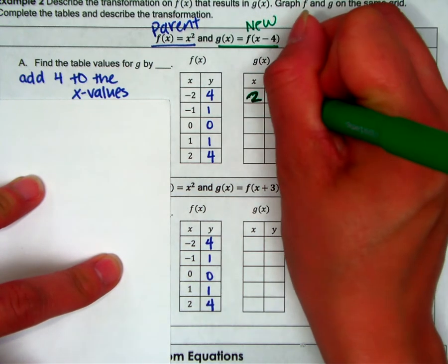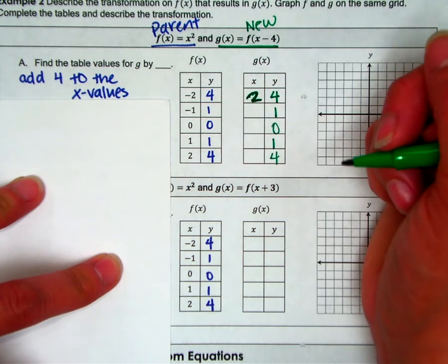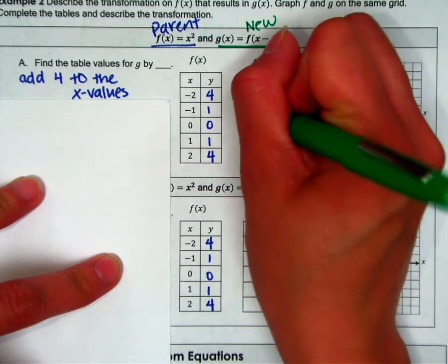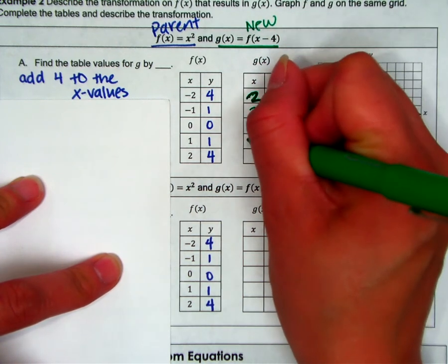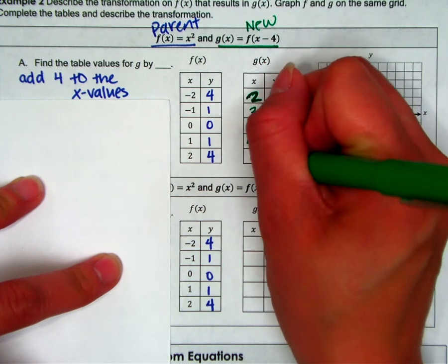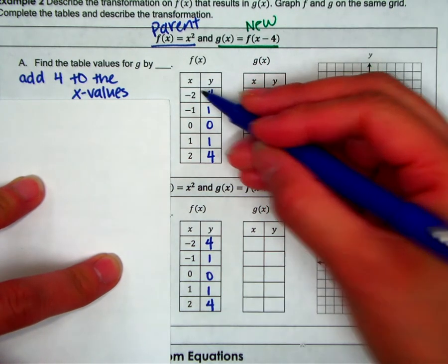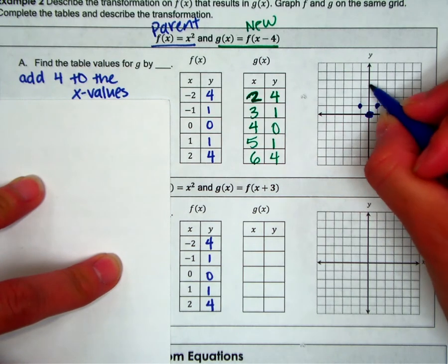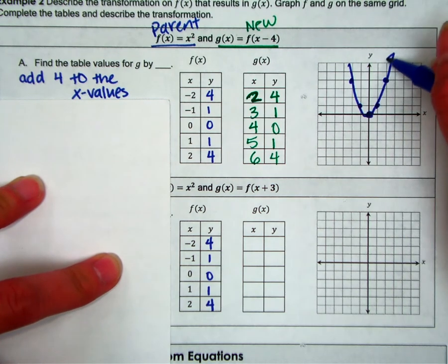It's my y values that are staying exactly the same here. So you can repeat the y values. Your x values are changing. Negative 1 plus 4 is positive 3. 0 plus 4 is 4. 1 plus 4 is 5. And 2 plus 4 is 6. So now you graph both of them. The parent function starts at the origin. And they're the same distance from my axis of symmetry, those points.